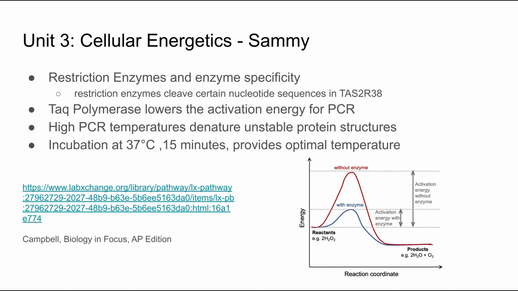Another notable Unit 3 connection is temperature. During PCR, temperatures reached up to 97 degrees Celsius, which denatures DNA and separates its strands. Due to the heat-tolerant nature of Taq polymerase, however, this enzyme was able to function despite the intense heat. Finally, temperature held around 37 degrees Celsius for 15 minutes provided an optimal temperature for enzymes to function efficiently. This is a major aspect of Unit 3, how enzyme activity is dependent on environmental conditions.